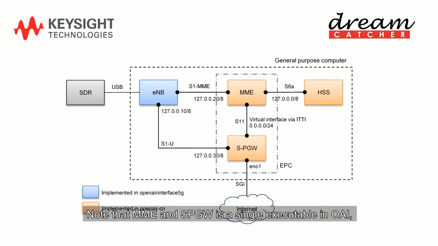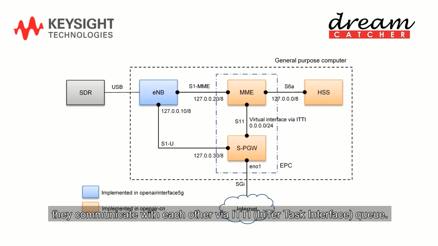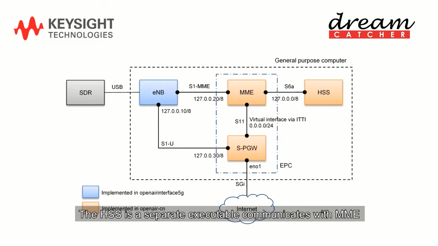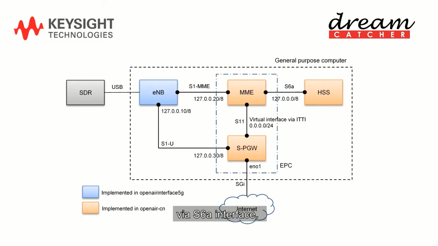Note that MME and SPGW are a single executable in OAI. They communicate with each other via an intertask interface queue. The HSS is a separate executable that communicates with MME via the S6 interface.